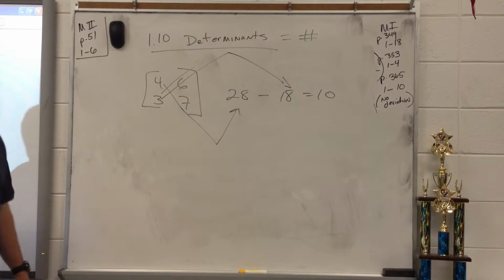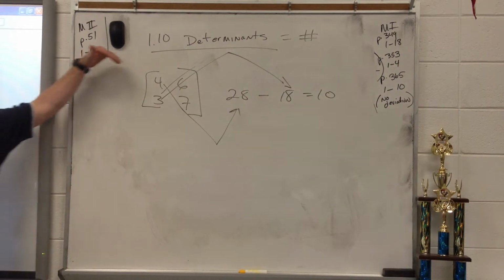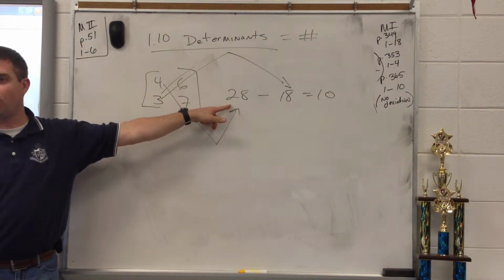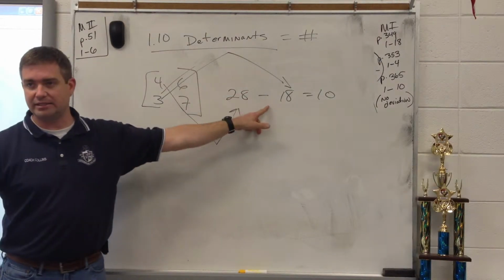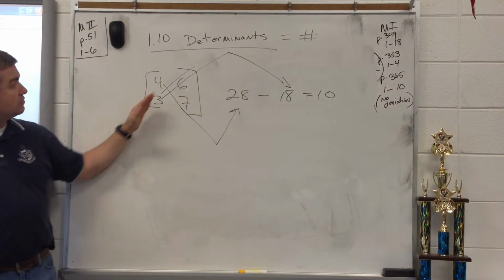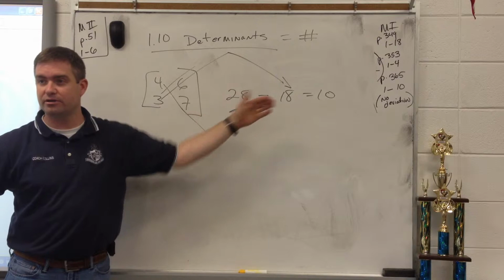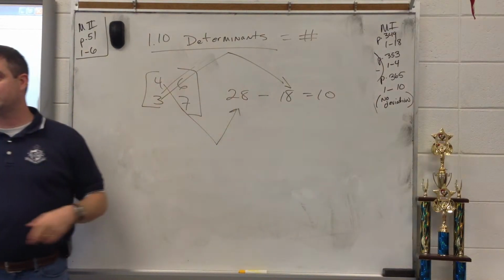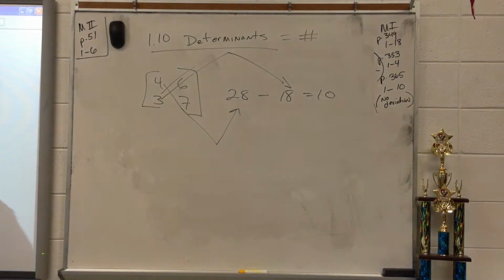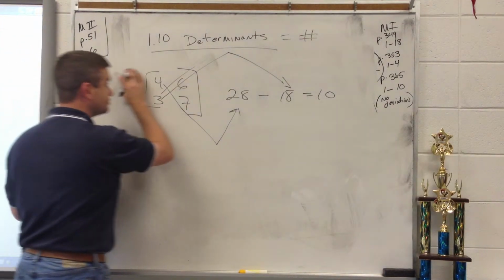Tic-tac-toe. These two get multiplied and go first, always. It's always a minus sign in the middle. These two get multiplied and go in the rear. You subtract those two numbers, and you get the answer. 2x2 is a piece of cake. 3x3 is a little bit more to it. Let's do another example of a 2x2.